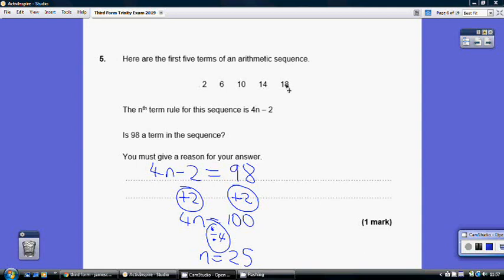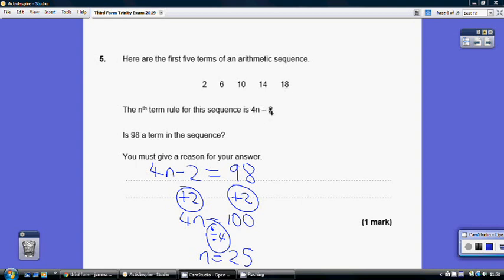For example, this 18, that's 5th in line. So that's position 5, when n equals 5. How could we work out this 18 from the expression? We would substitute 5 into this. 4 5s are 20. Take away 2 to give us the 18.